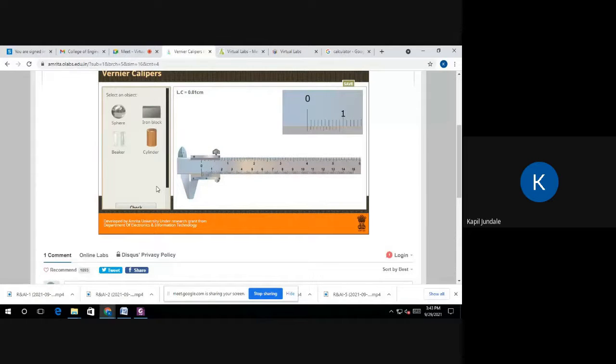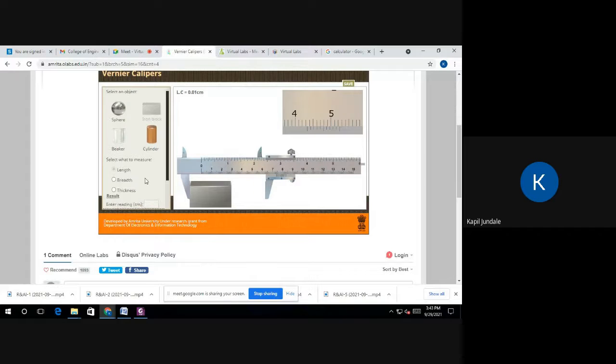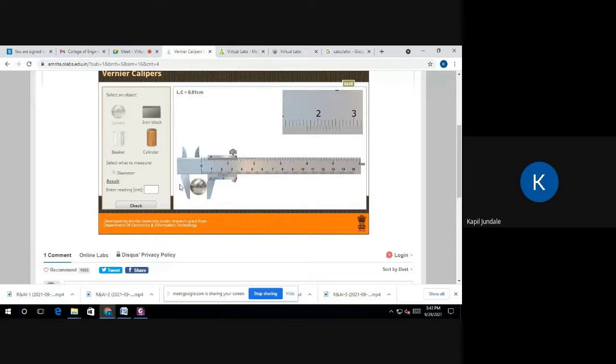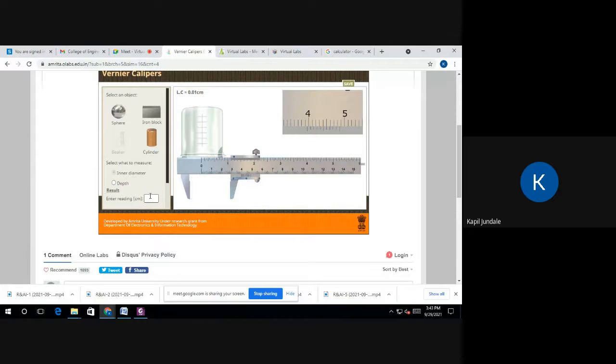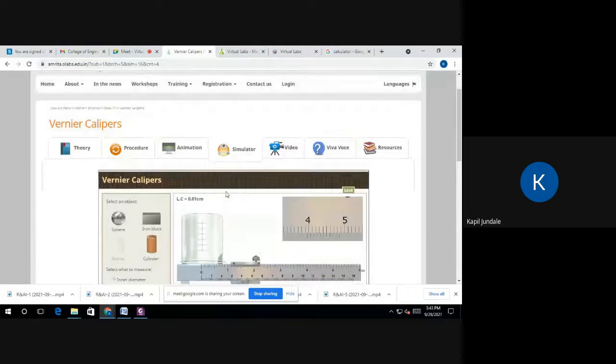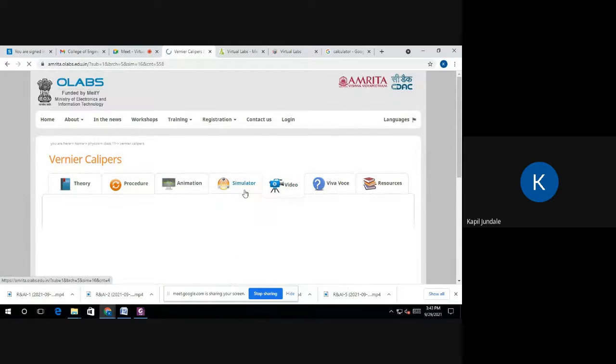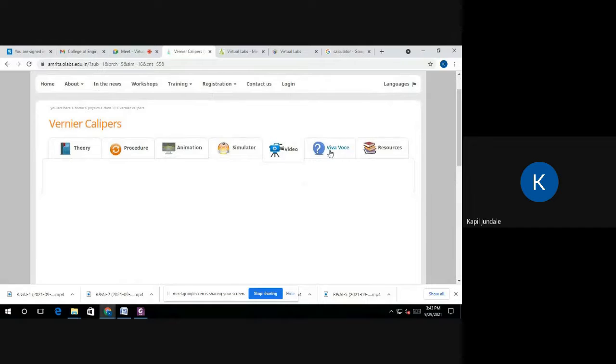Okay, you will get the answer. You click on that, and if the answer is correct, it will show a right sign here. Similarly, you can select the sphere, move it and find out. Next, cylindrical: you can select a beaker, take the beaker and measure its internal diameter, write it here and check it. Understood this one?